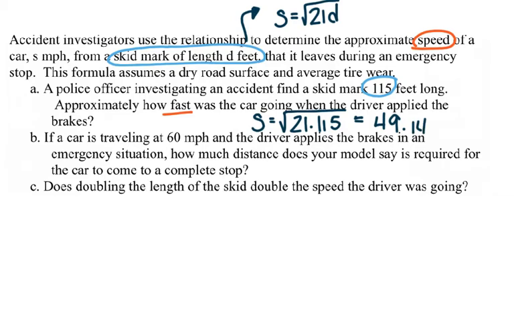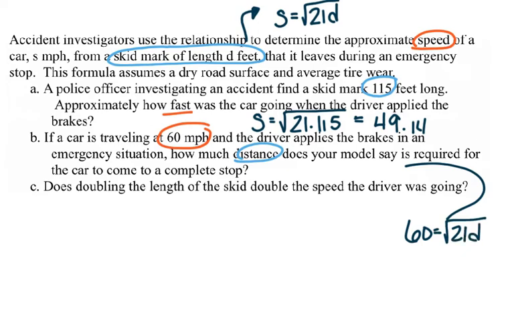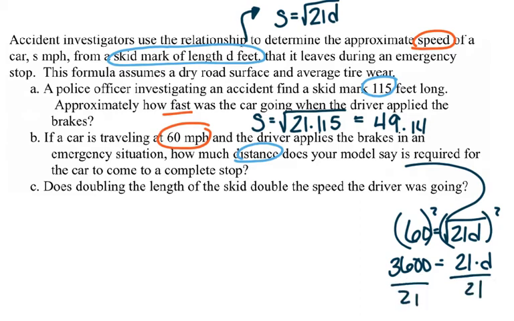Okay, I'm going to do the same thing with the next one. Okay, so this time I know the speed is 60. I don't know the length of the tire mark, that's what I'm trying to find. So the first thing I need to do is get rid of that square root. I do that by squaring both sides. Remember that when you square a radical, it cancels out. So this is 3600 equals 21 times D. Last thing I'm going to do is divide by 21 on both sides. So D is, rounding a little bit, approximately 171.4.